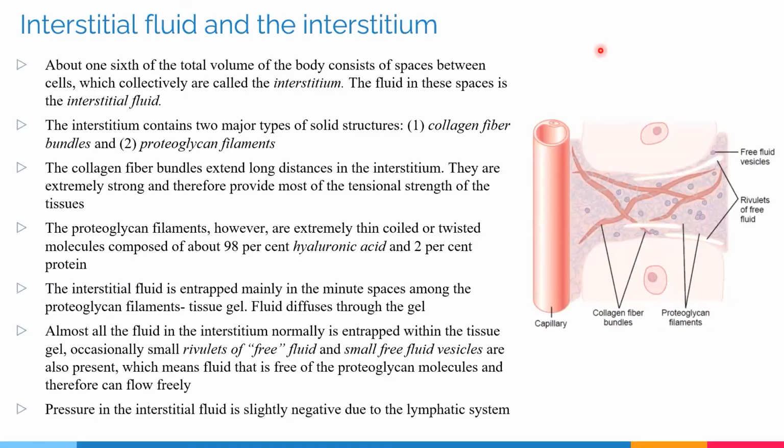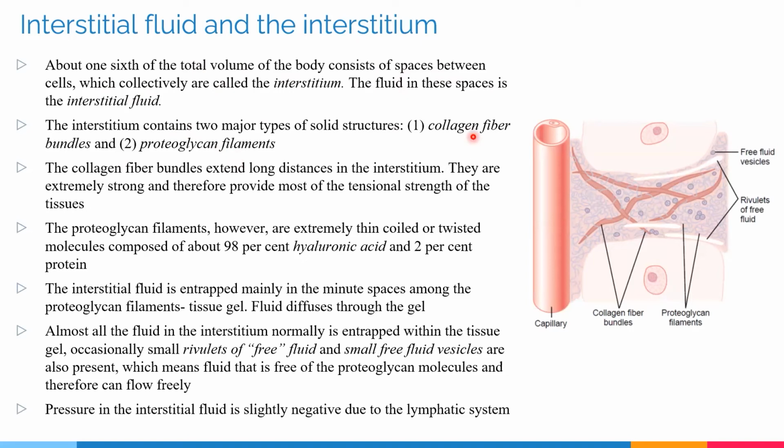Next, we move on to the interstitial fluid and the interstitium. About 1/6 of the total fluid of the body consists of spaces between cells, which are collectively known as the interstitium. The fluid in these spaces is the interstitial fluid. The interstitium contains two major types of solid structures, collagen fiber bundles and proteoglycan filaments.